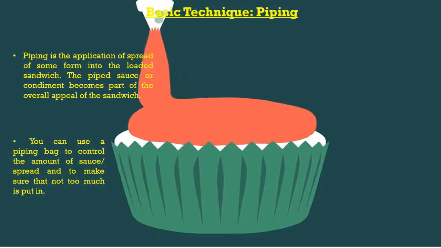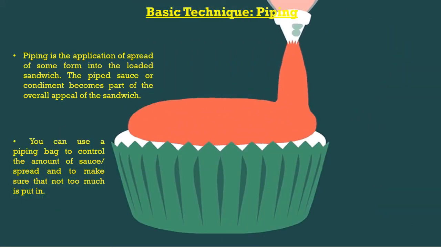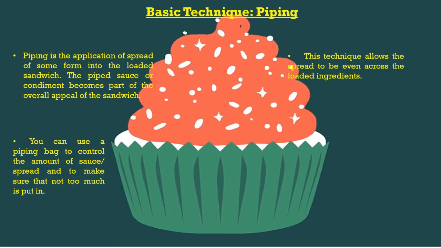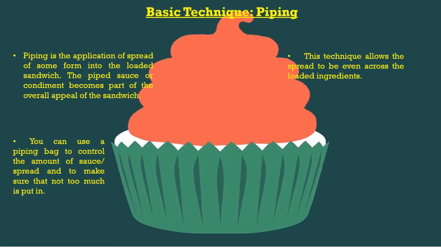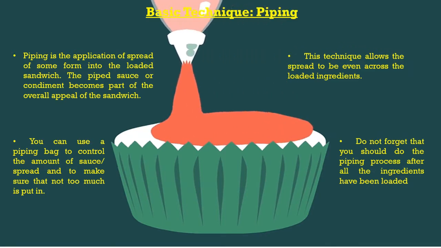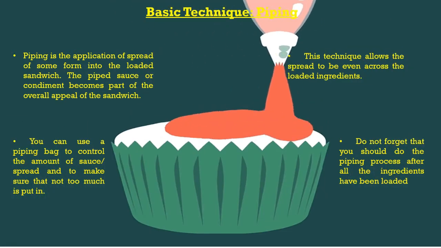You can use a piping bag to control the amount of sauce or spread and to make sure that not too much is put in. This technique allows the spread to be even across the loaded ingredients. Do not forget that you should do the piping process after all the ingredients have been loaded.